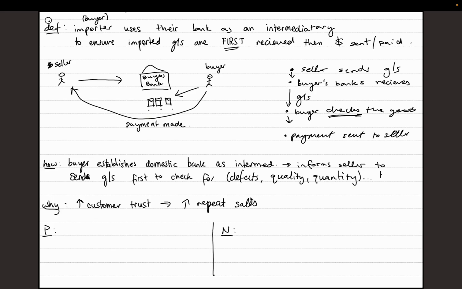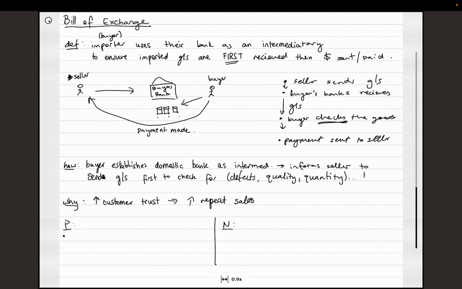Negative. Okay. A positive for this. Again, very similar. All we're saying is that this increases customer rep trust. We're going to link this to increase repeat sales, and then from there increase long-term profit, because repeat sales happen over a long period of time.